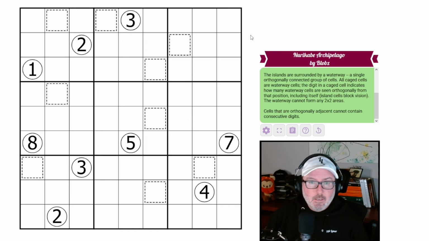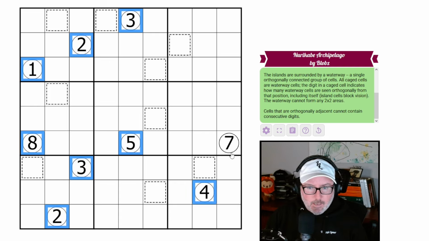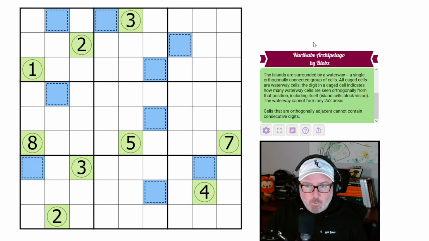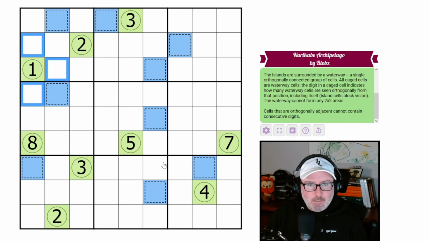Let's have fun. Now let's start thinking about everything that we need to do. First things first, all of the circled cells have to be land, so we're going to make them green, because that's what land is. All of these cage cells are water, so they will be blue. Now, this 1 means that this island is 1 cell long, so it has to be surrounded by water.